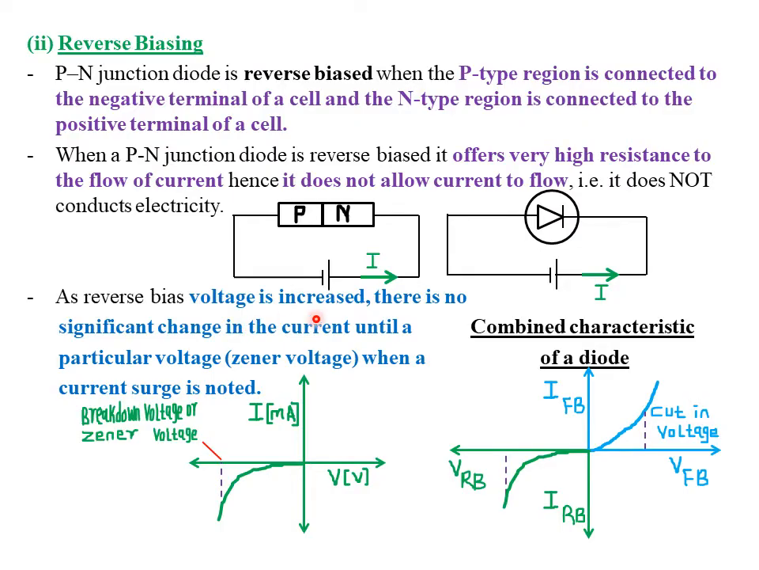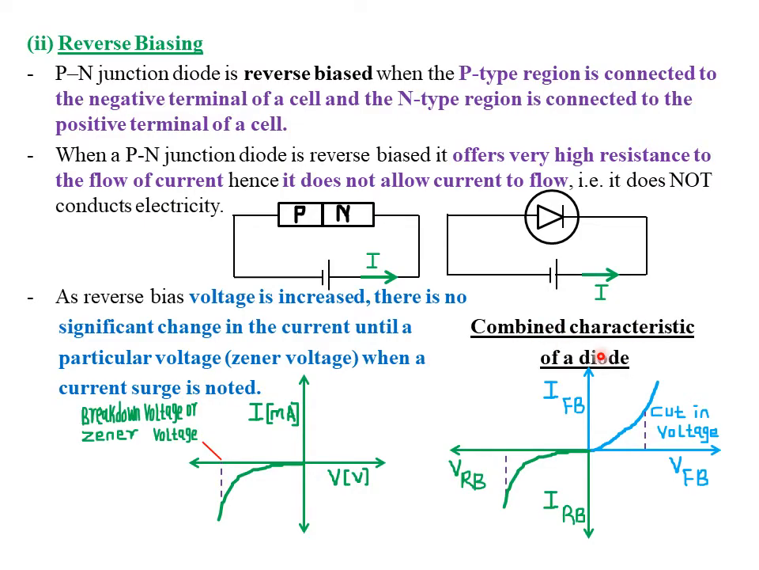So actually, as the reverse bias voltage is increased, there is no significant change in current. You can see that the current is remaining constant until you reach what we call the Zener voltage, or the breakdown voltage, when the current actually surges. That is, the current surge is noted. So you can see the current is surging at this particular point, what we are calling the breakdown voltage, or simply the Zener voltage. Then when we combine, that is a combined characteristic of a diode.